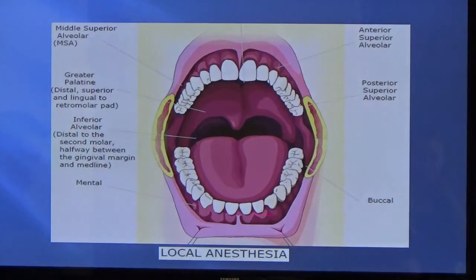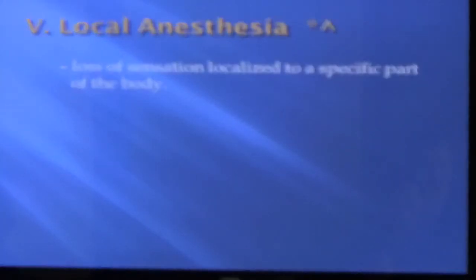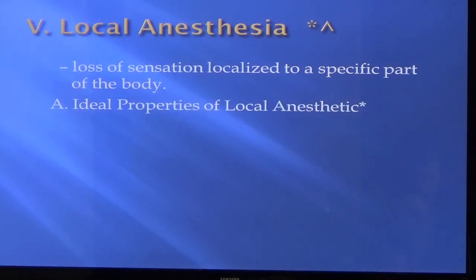Okay, so again, in this picture you guys have inferior alveolar, mental, and buccal. So that's where to apply the topical. Those are the positions you're going to apply the topical. So the local anesthesia means that we're injecting underneath. So loss of sensation localized to a specific part of the body.